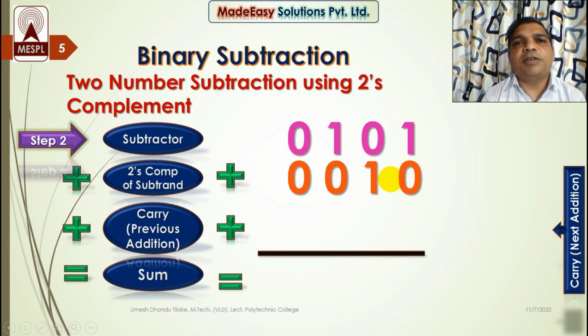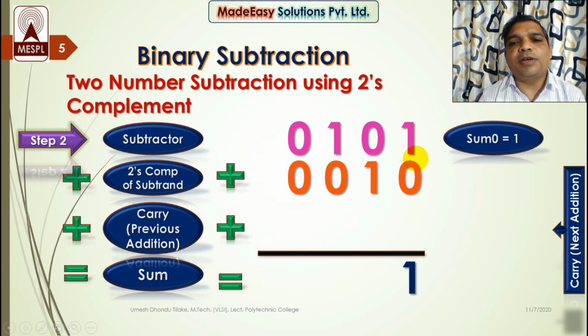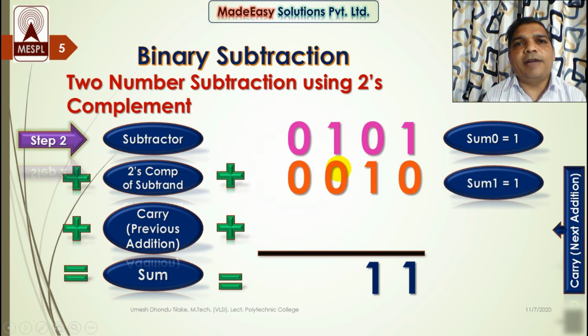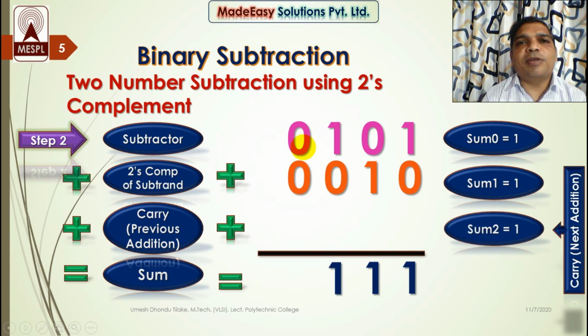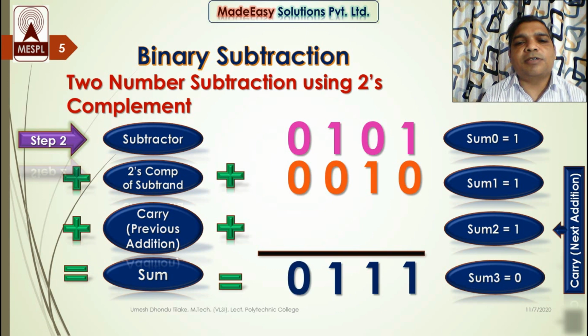So perform the addition from the LSBs. So 0 added with 1, I will get the result 1. So I will put it over here. Now add the next bits. So 0 added with 1, again the result will be 1, and I will put the result over here. Now 1 added with 0, again the result will be 1, and I will put it over here. Now add the MSBs. 0 plus 0 is equal to 0. So 0 is the sum and there is no carry. So I will put the carry 0 over here.